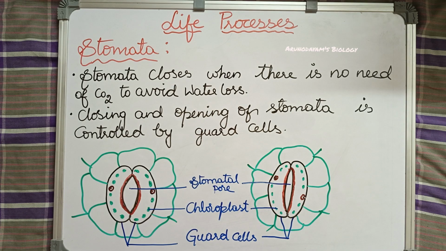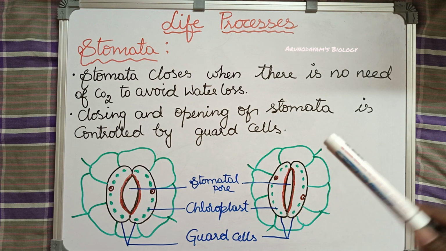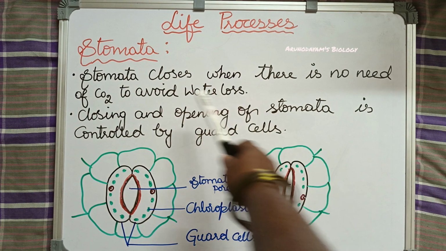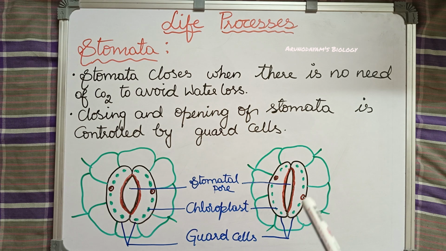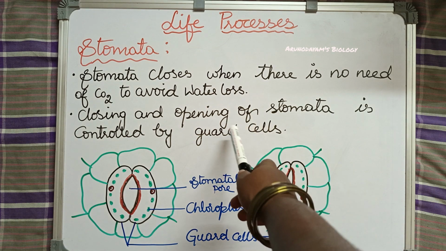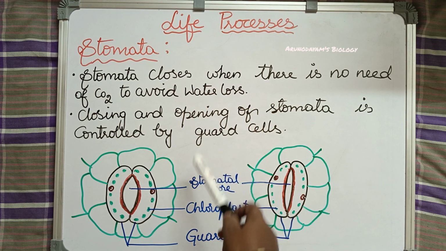So that is about the pores which are present for gaseous exchange in different parts of plants. Let us see how stomata work. Whenever there is no need of carbon dioxide, whenever a sufficient amount of carbon dioxide is already present in the plant body for photosynthesis, in order to avoid water loss, the stomata will close up. Closing and opening of stomata is controlled by two cells called guard cells.